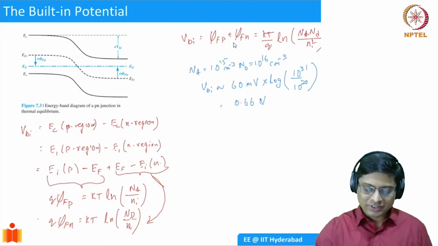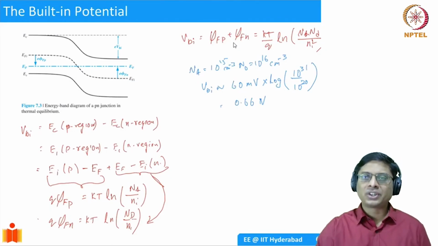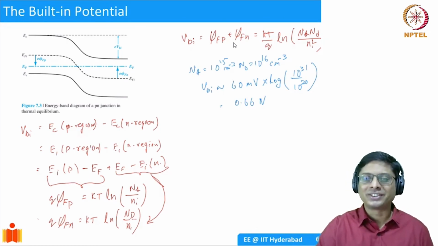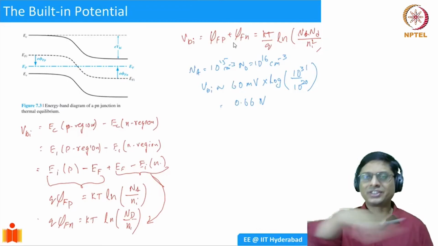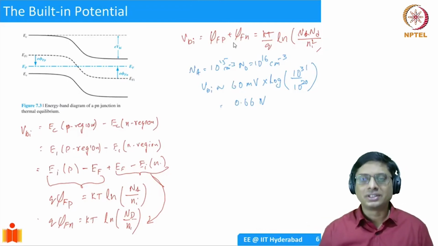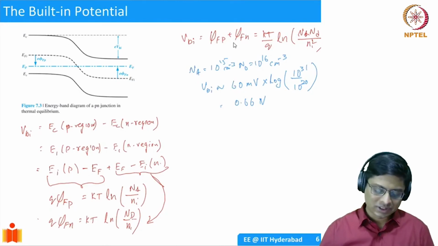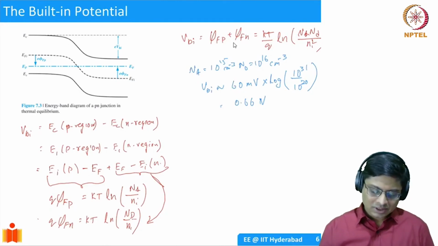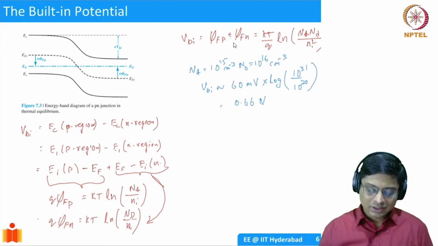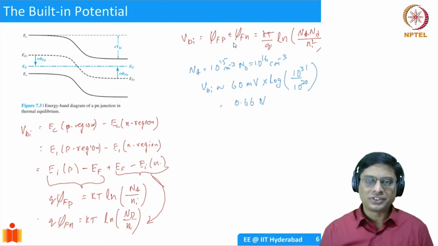So this is 0.66. So what is the range over which your built-in potential can change? Well, of course, it can be zero. When it is zero, essentially you have identical semiconductors in some way. You'll see that EF is continuous. There's no junction at all. The moment your Na and Nd start differing, you can calculate the maximum built-in potential you can get.